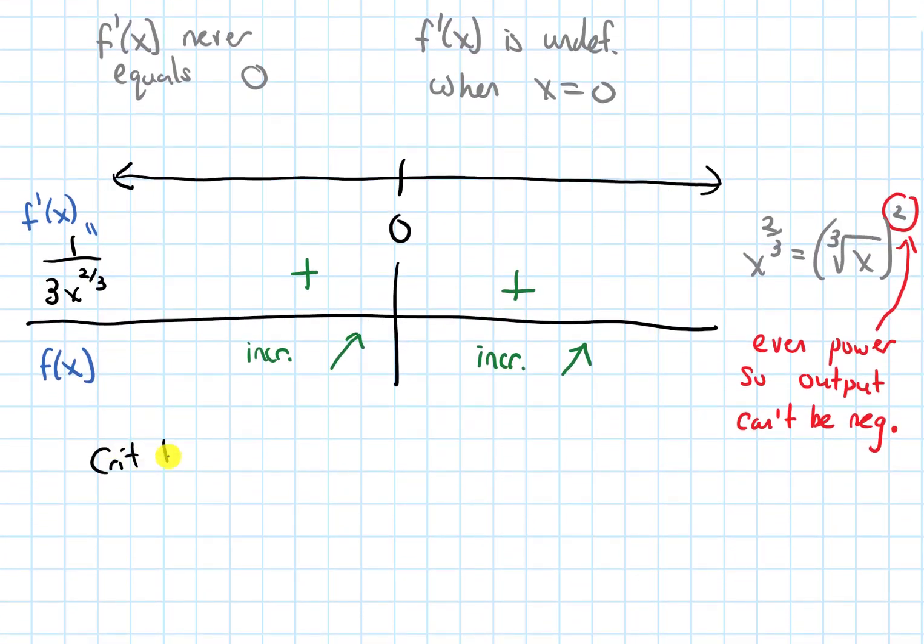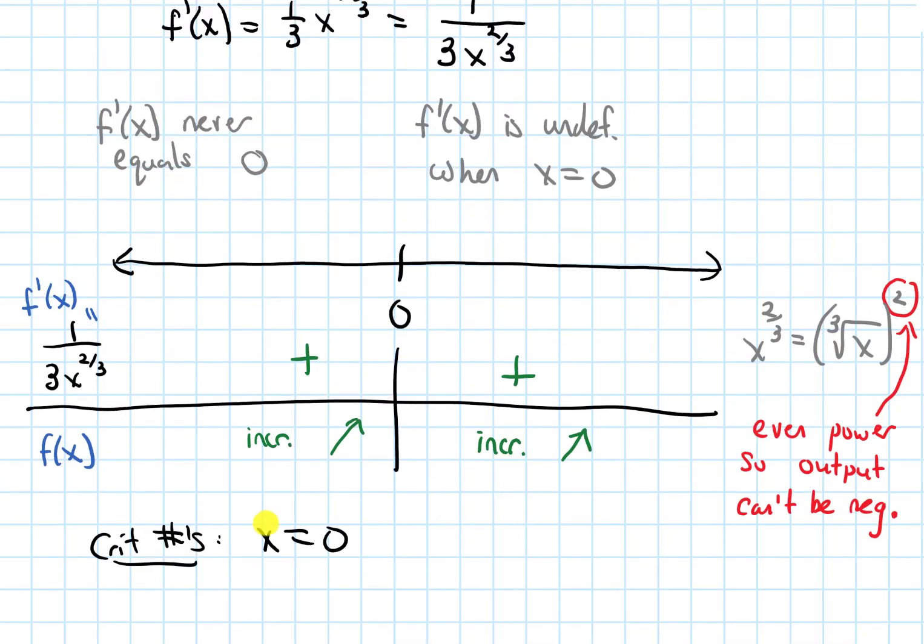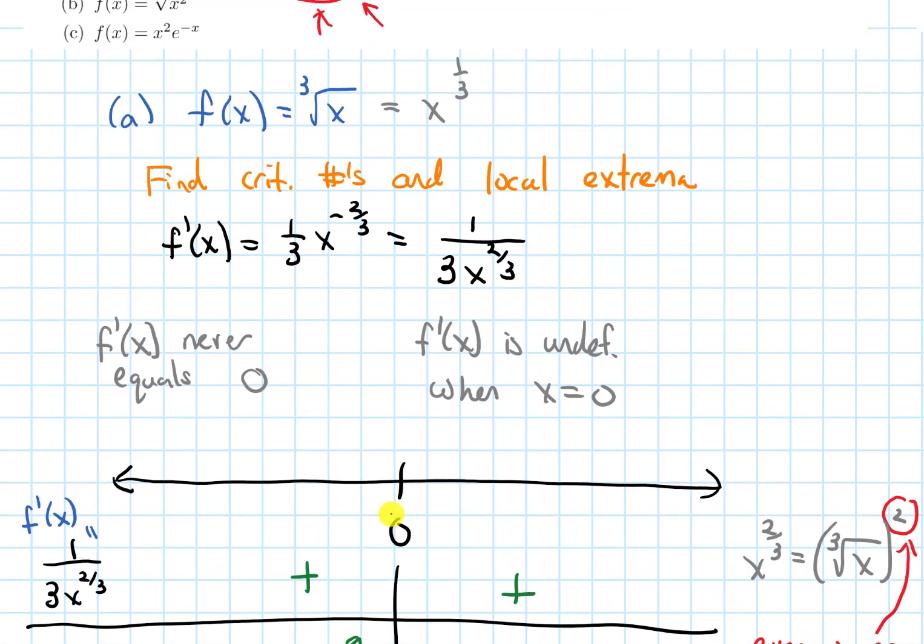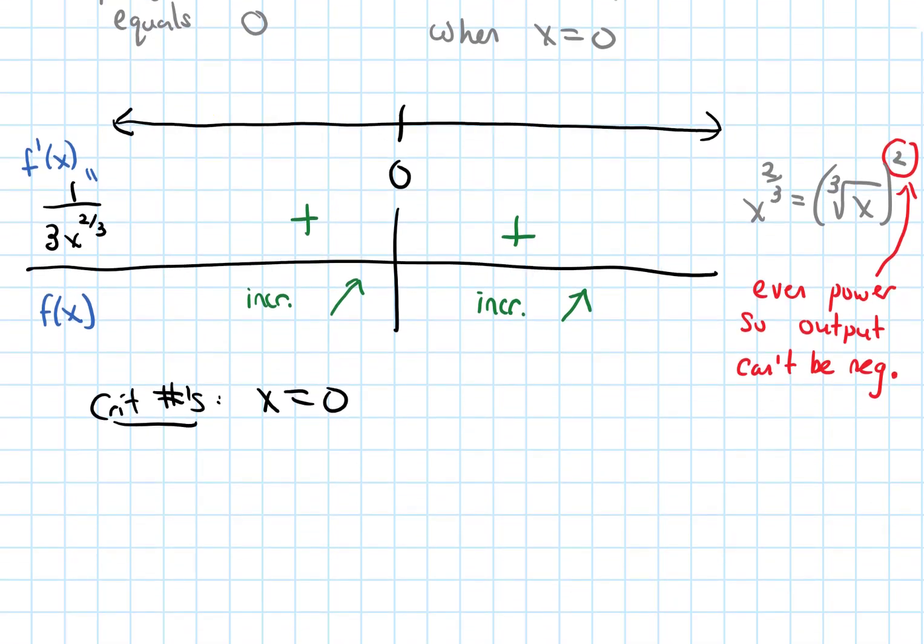So for our critical numbers, our critical number is x equals 0. Remember, critical numbers are things that make the derivative equal 0 or be undefined. The one thing that we have to check is our critical number needs to be in the domain of the original function. If it's not, it's not a critical number. And if I plug 0 into this original function, there's no issue with that. I can do the cube root of 0. So this is in the domain of f.